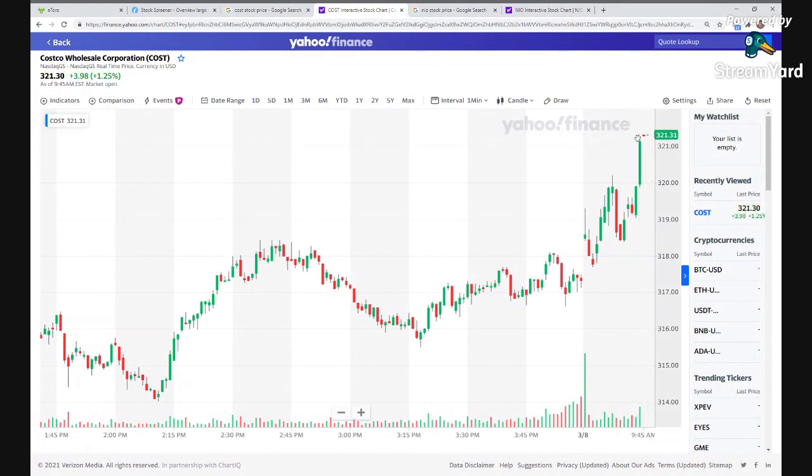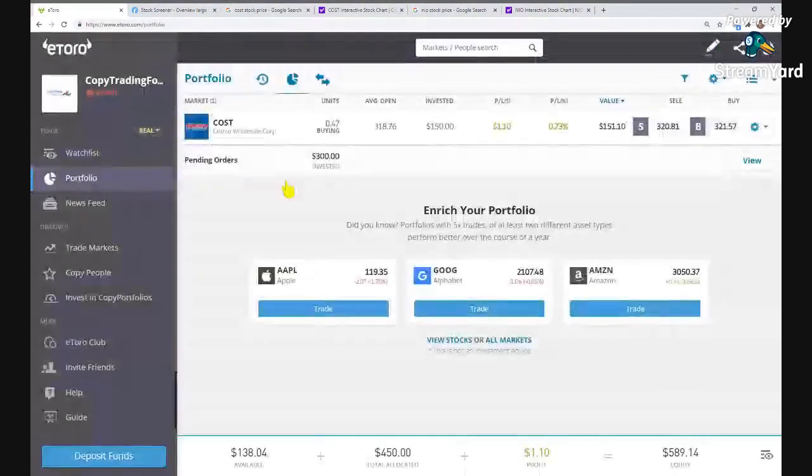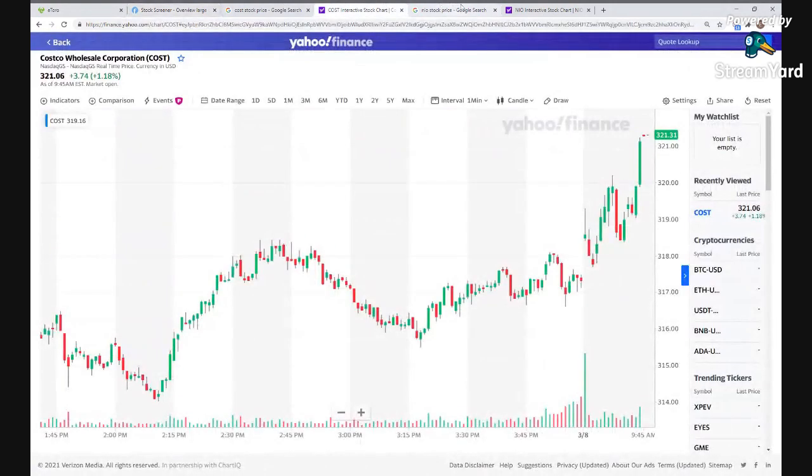Look at Costco going up in value there. It's going to 321. You can see here that I bought it at 318. Okay, so I'm up $1.10 already. But I still have 150 to invest. So I'm going to watch this stock to see if it's going to come down a little more, and I'll invest throughout the day.